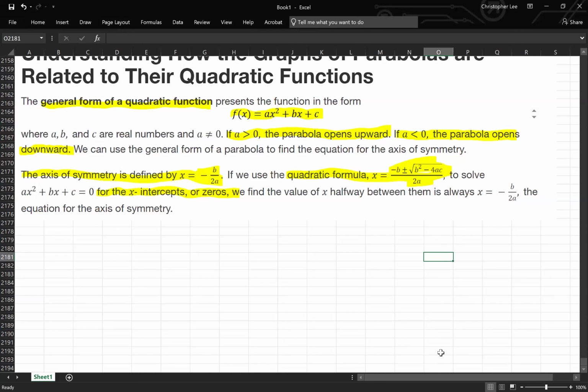For the x-intercepts or the zeros, we find the value of x halfway between them, which is x equals negative b over 2a, the equation for the axis of symmetry. All right? I know, nothing new. Y'all have seen this before. Just running through.